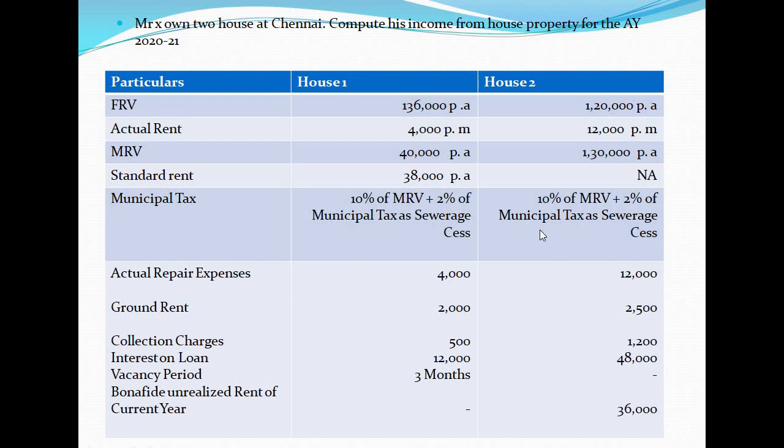Hello everyone. So in this video, we are going to compute the income from house property for the assessment year 2020-21 of Mr. X, who has two houses at Chennai. The information has been given regarding house 1 and house 2. They have given you the fair rental value, which is per annum, the actual rent, which is per month, the municipal rental value, which is per annum, then the standard rent, which is per annum.